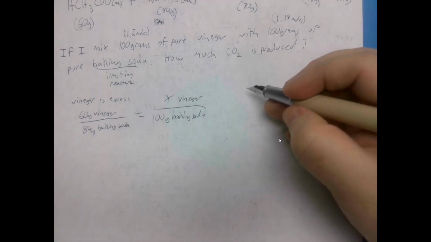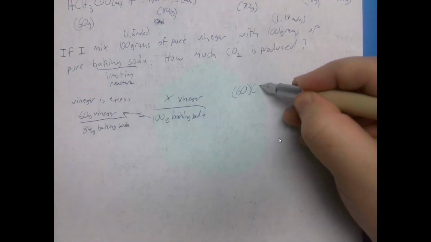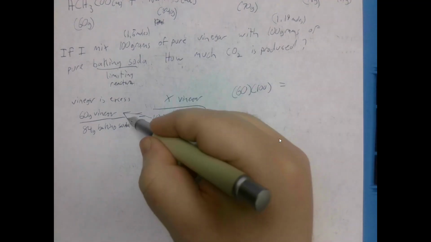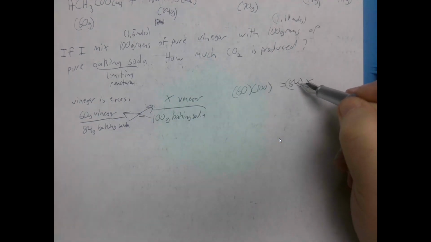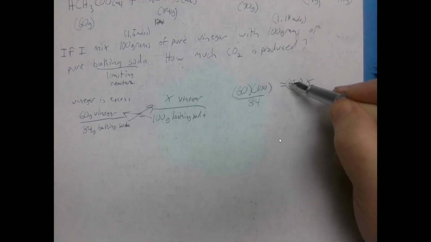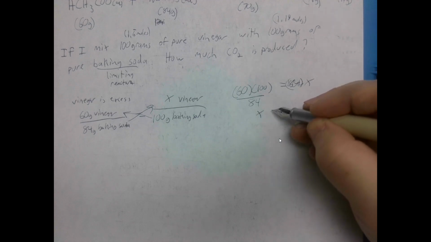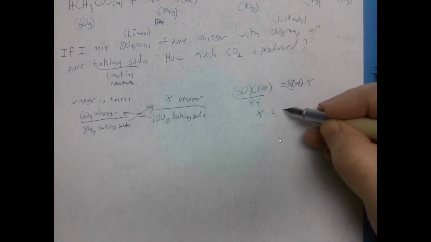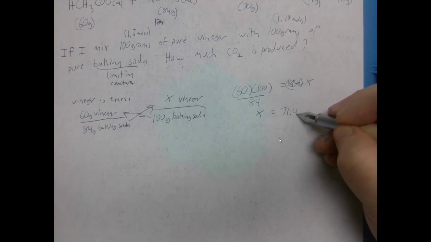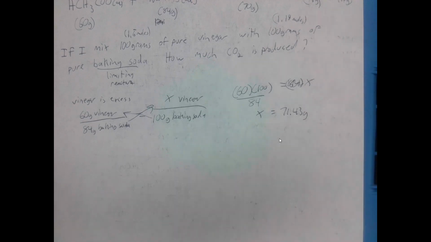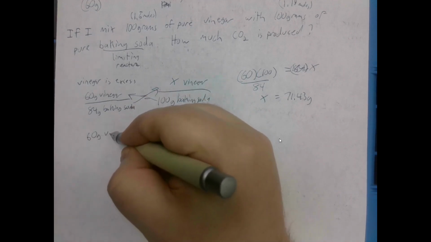So this is just a cross multiplication. 60 times 100 is equal to 84 times X. The X is being multiplied, so I divide by 84 to get rid of it on that side. And I get that my X amount of vinegar is equal to 71.43 grams.